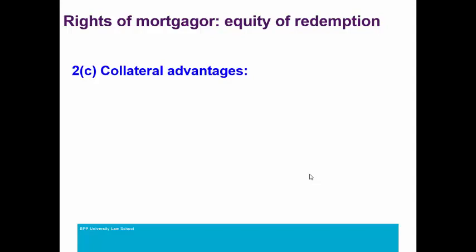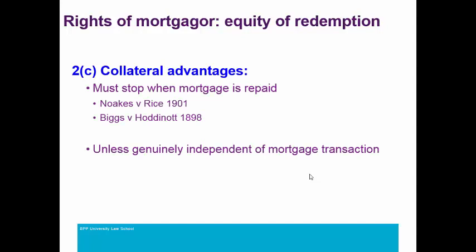Now, I'm only talking about land law principles here. I'm not looking at competition law. I'm not looking at EU law. I'm only telling you what the score is with land law. Courts will allow these collateral advantages as long as the advantage to the lender stops when the mortgage is repaid. That's what Noakes and Rice said.